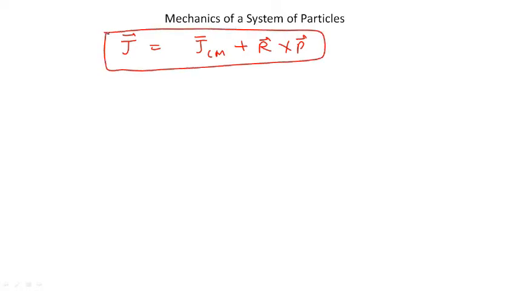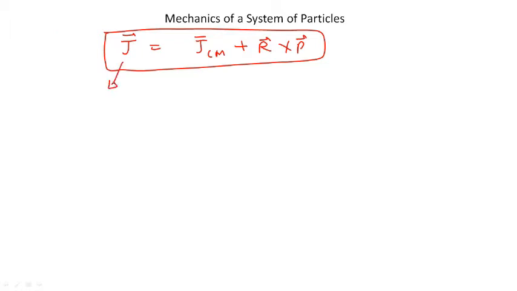Hello everyone, today we will learn that the total angular momentum of a system of particles can be written in terms of the velocity of the center of mass and the velocity of the particle about the center of mass. Mathematically, this relation can be written as J is equal to J_CM plus R cross P. This is a very important relation and we will prove it.